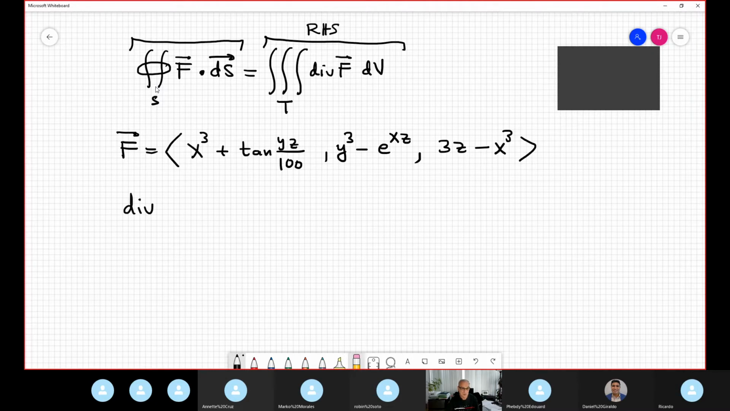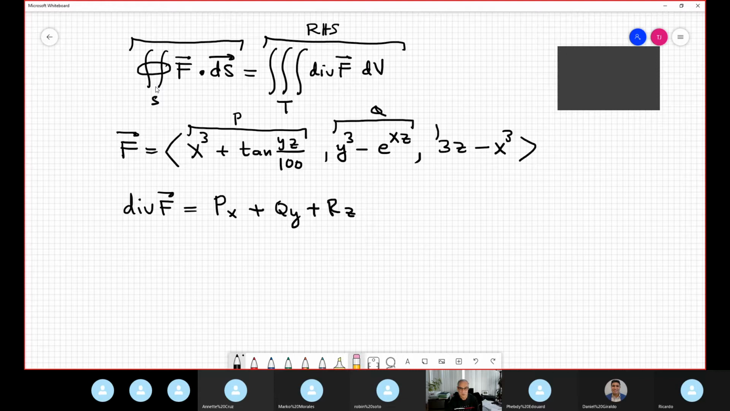Remember divergence. The formula is P sub x plus Q sub y plus R sub z. See, my vector field: this is the P expression, this is the Q expression, this is the R expression. You differentiate one by one separately with respect to x, y, and z respectively. It's obvious that when you differentiate P with respect to x, it is just 3x squared. Plus, when you differentiate Q with respect to y, it is 3y squared. And when you differentiate R with respect to z, it is just 3.